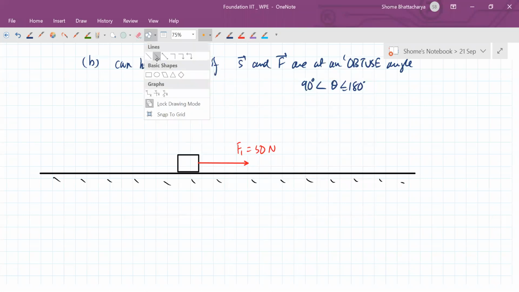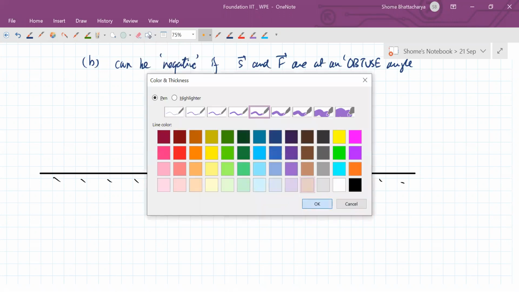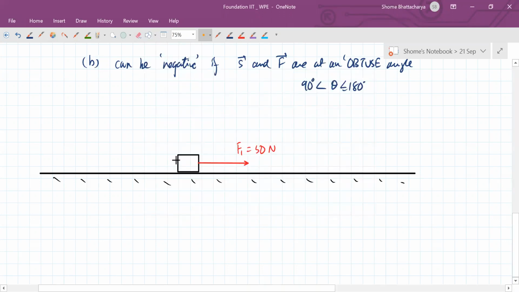And that force is acting like this. So there's a second force, of magnitude, let us say lesser, 30 newtons, and it is acting at an angle of say 30 degrees with respect to the horizontal. And of course, this is a block of a certain mass.